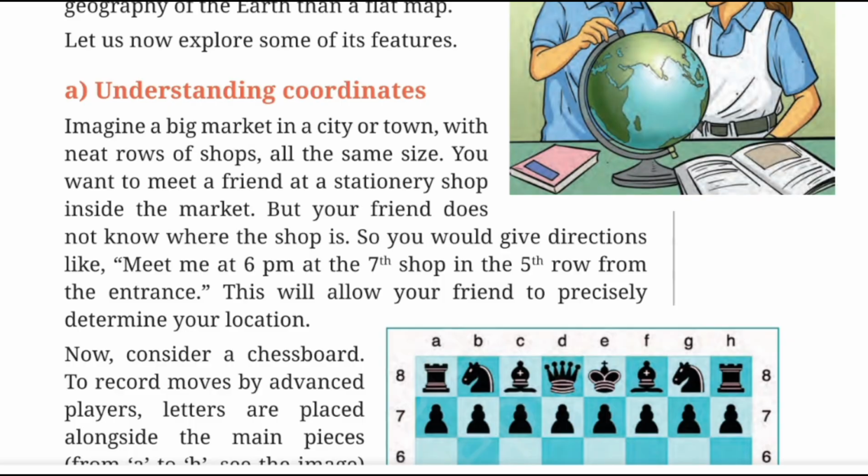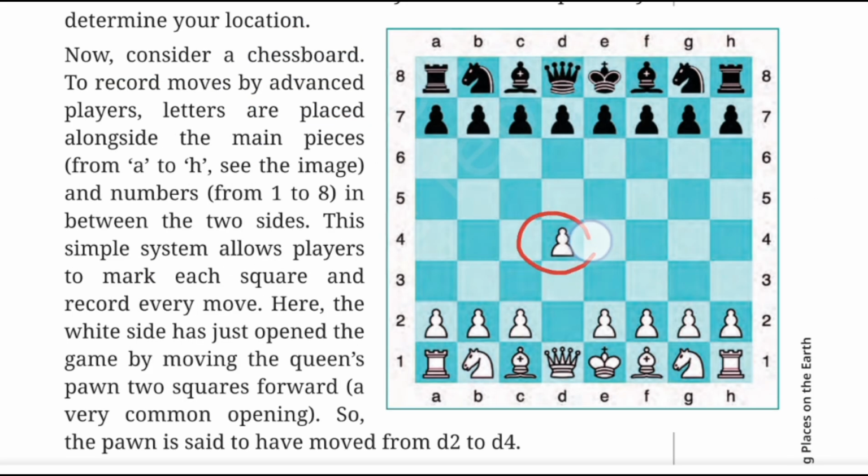I hope you remember what we studied in the last class, that is coordinate. Coordinate is basically used to represent a particular position. So here this particular one can be represented as D4. I hope you remember. If you don't understand this, just watch the previous video. I am explaining with a lot of examples. You can study from that. So we are continuing.